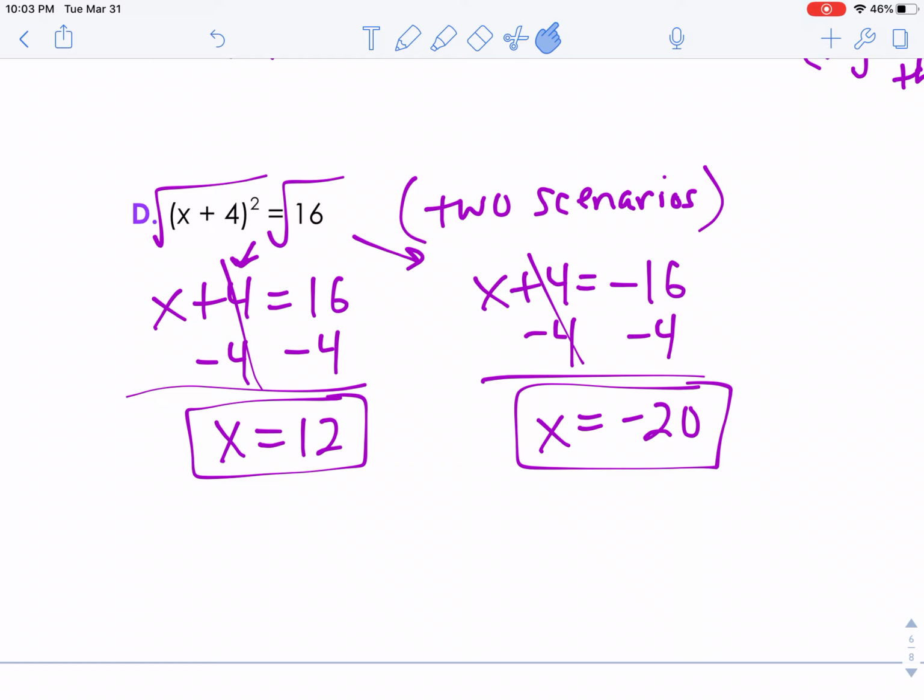You know what? I just noticed an error I made in this one. These should be 4s. Positive 4 or negative 4. So these answers are wrong. This answer should be 0, and this answer should be negative 8. Sorry about that. Square root of 16 is 4, but it's also negative 4. So you have this scenario here and also this scenario here. So you got to solve both of them.